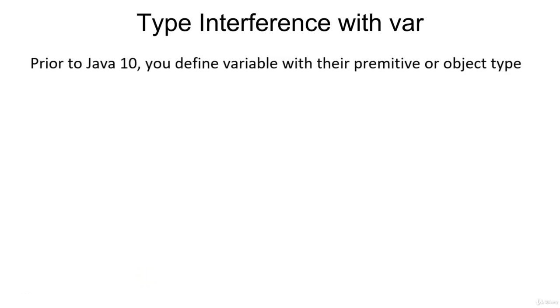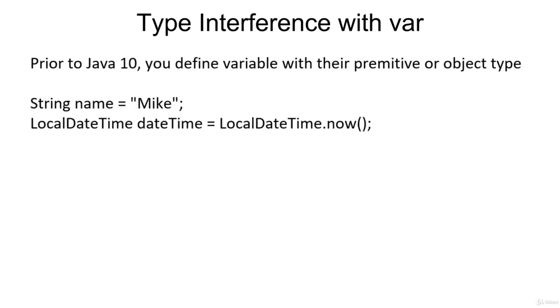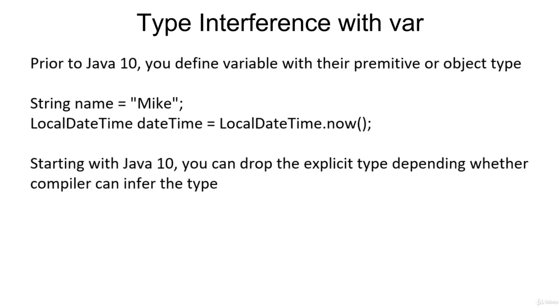In this video, we will talk about type inference with var. Prior to Java 10, you defined a variable with a primitive or object type, such as String name = "Mike", LocalDateTime = LocalDateTime.now(). Starting with Java 10, you can drop the explicit type, depending on whether the compiler can infer the type.